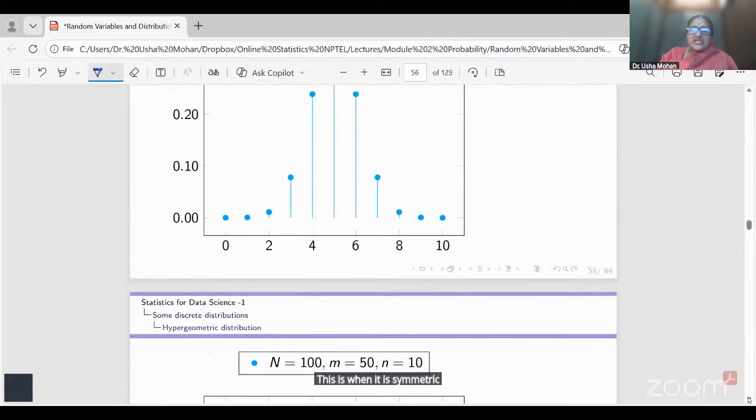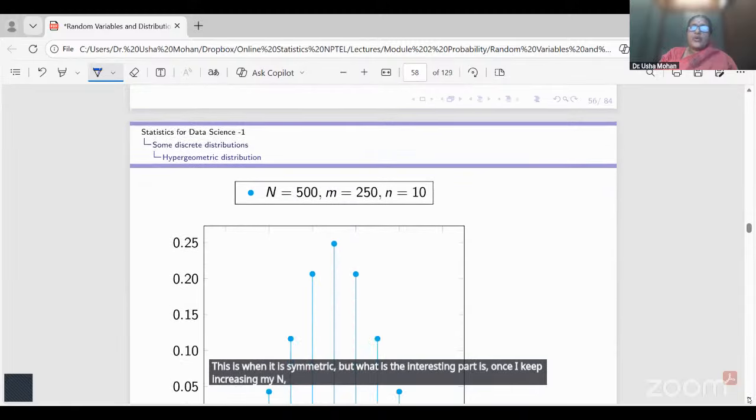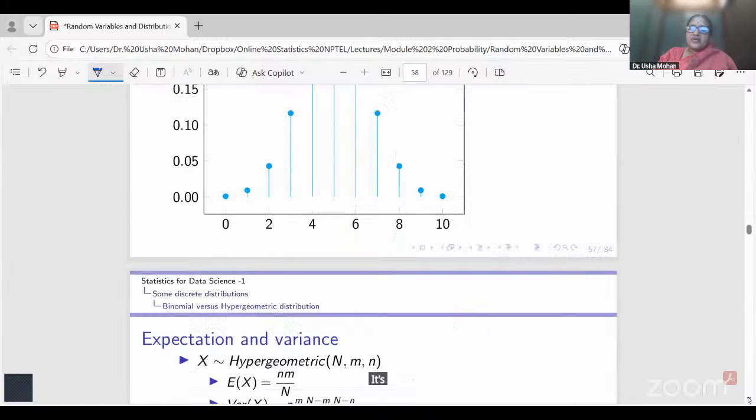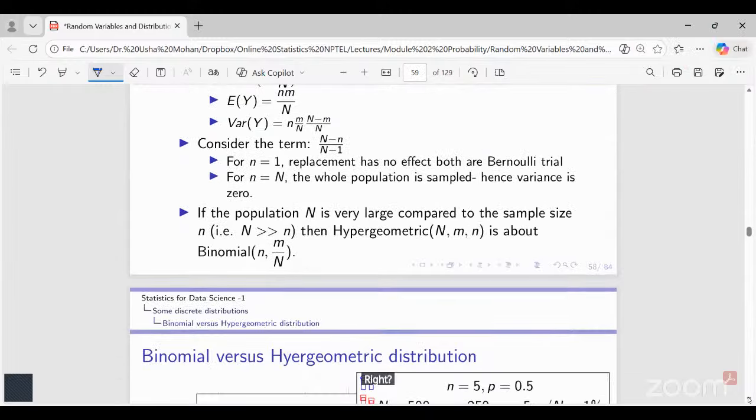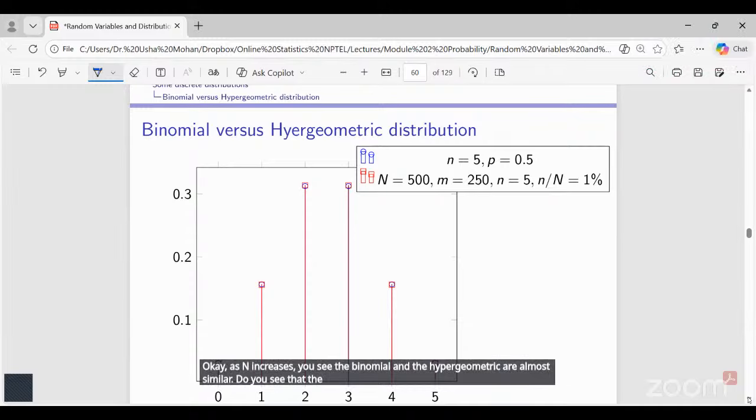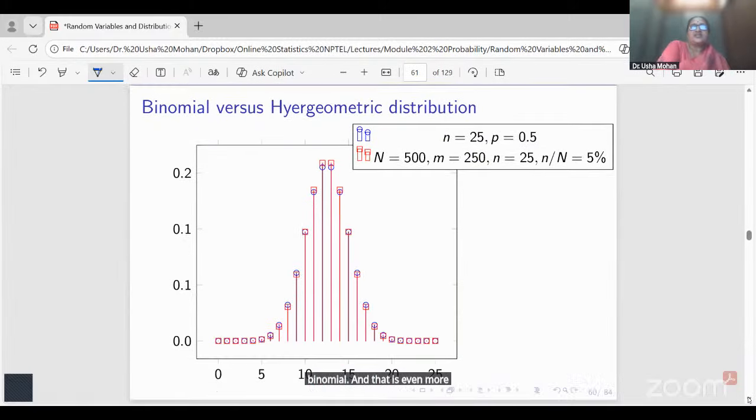But what is interesting is, once I keep increasing my n, what do you see happening to the distribution? It's becoming symmetric in some terms. Not only is it becoming symmetric, I show that for a particular value of n and p, as n increases, the binomial and the hypergeometric are almost similar. The red is the hypergeometric, the blue is the binomial. And that is even more clear in this. Is that clear?